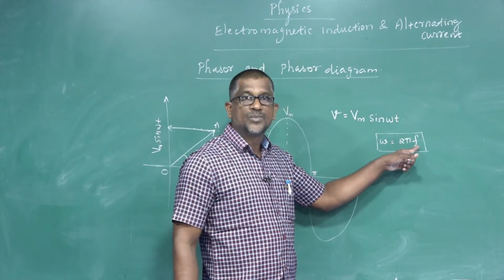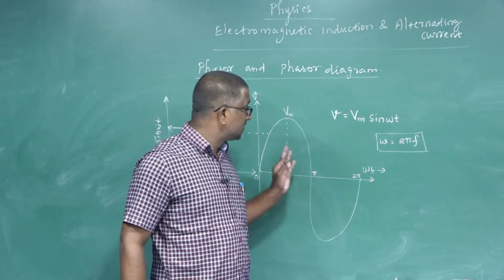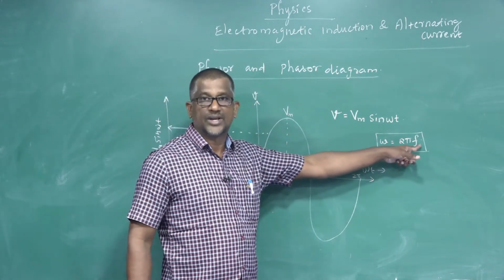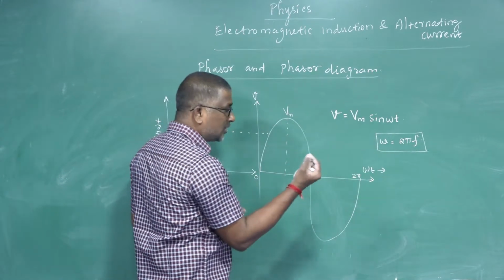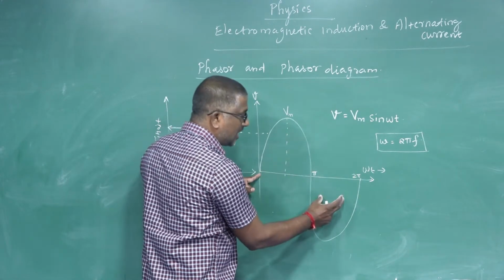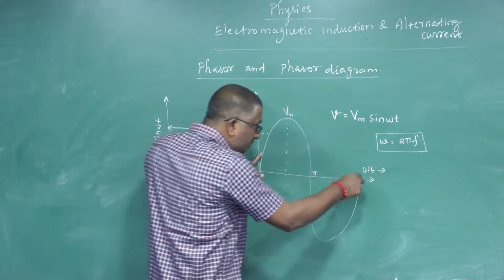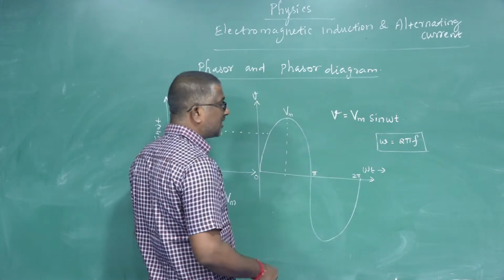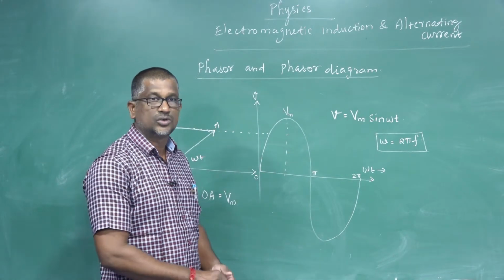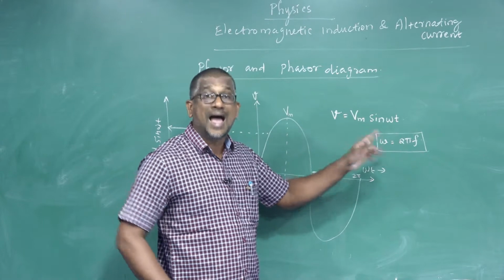What is linear frequency? The number of cycles completed in 1 second, or unit time, is called linear frequency. Suppose this is one complete cycle, one positive cycle and one negative cycle. The number of such complete cycles produced by the alternating voltage in 1 second is called the linear frequency of the alternating voltage.